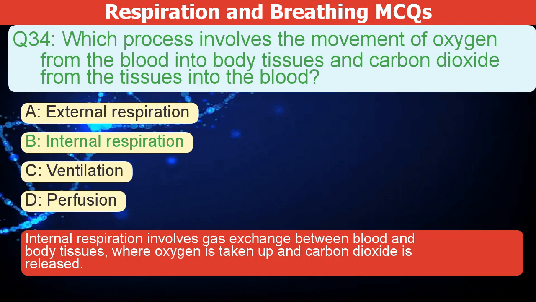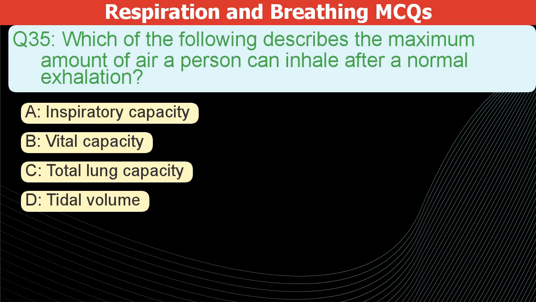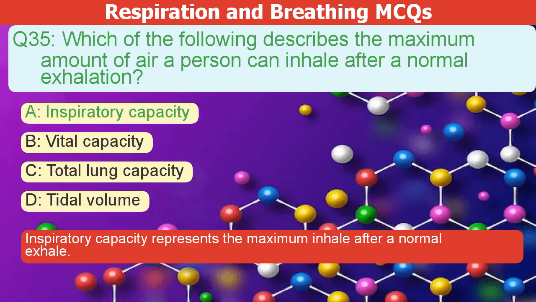released. Which of the following describes the maximum amount of air a person can inhale after a normal exhalation? A. Inspiratory capacity. B. Vital capacity. C. Total lung capacity. D. Tidal volume. The correct answer is A. Inspiratory capacity represents the maximum inhale after a normal exhale.